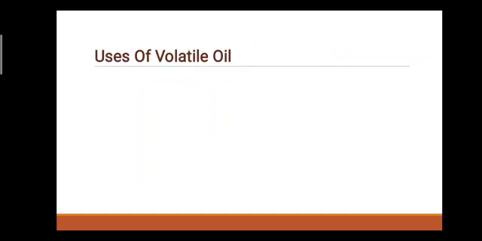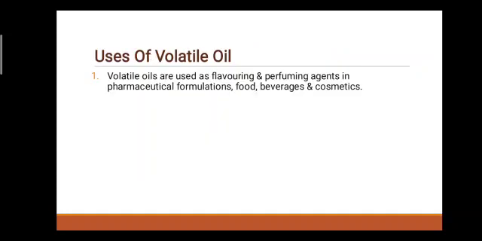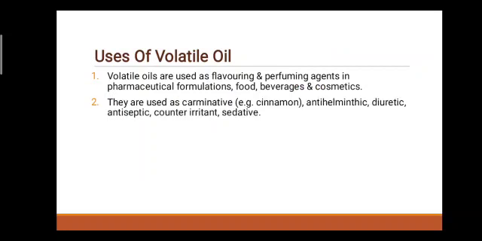Next point, uses of volatile oil. First, volatile oils are used as flavoring and perfuming agents in pharmaceutical formulations, food, beverages, and cosmetics. Second one, they are used as carminative. For example, cinnamon. Then anthelmintics, diuretics, antiseptics, counter-irritants, and sedatives.